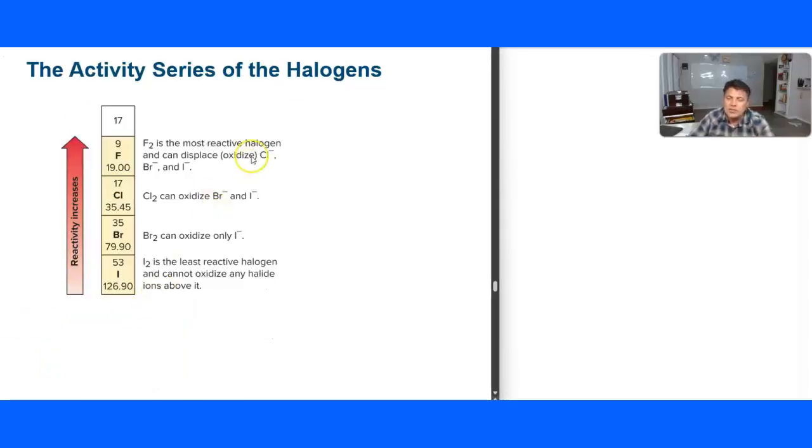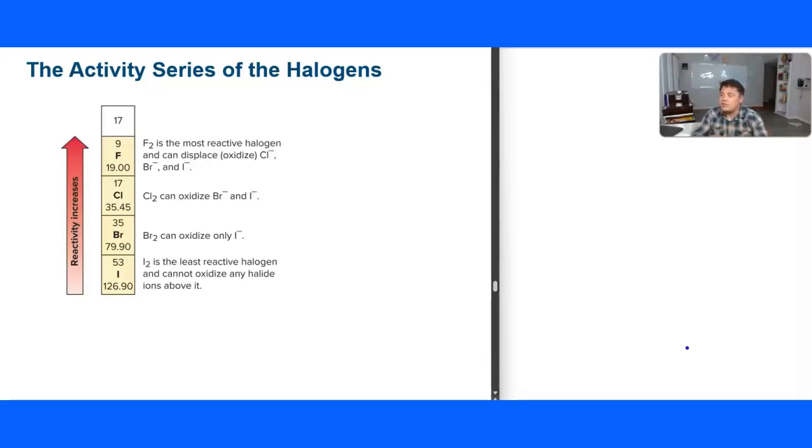Now the activity series of the halogens. Which halogen can oxidize which one? Fluorine is the strongest oxidizing agent among the halogens: fluorine, chlorine, bromine, iodine. Reactivity increases going up. Chlorine can oxidize bromine and iodine because chlorine is above bromine. Bromine can oxidize iodine only. Fluorine can oxidize chlorine.